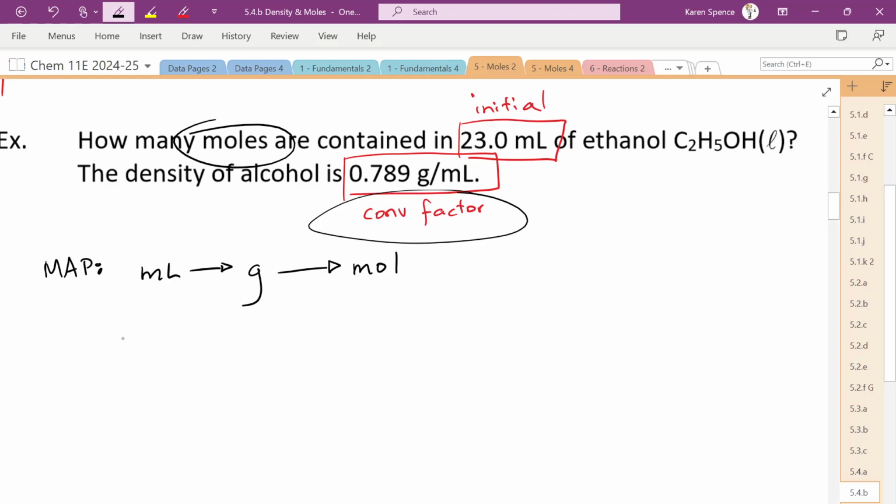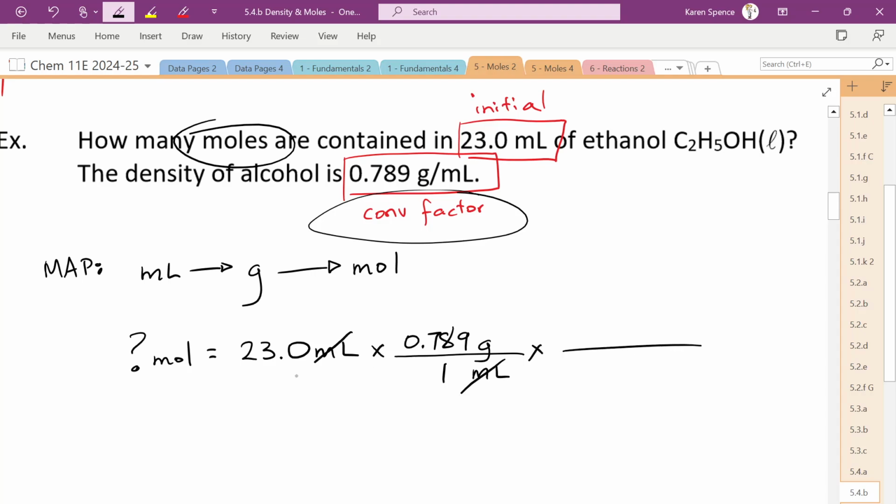Let's do it. How many moles do we have if we have 23.0 milliliters? So we need to cancel the milliliters and find the grams, 0.789. And then we need to cancel the grams and find the moles. And I have 24 plus 6 plus 16 is 46.